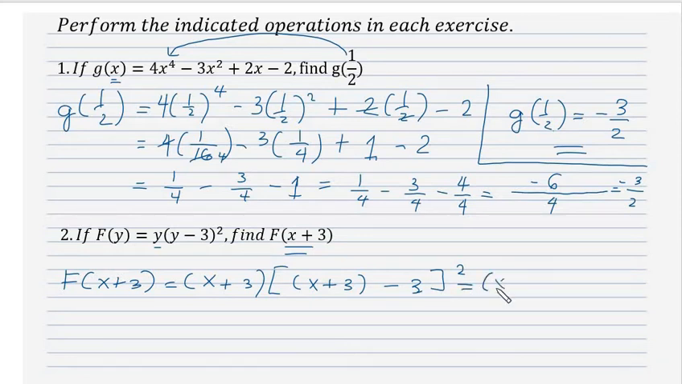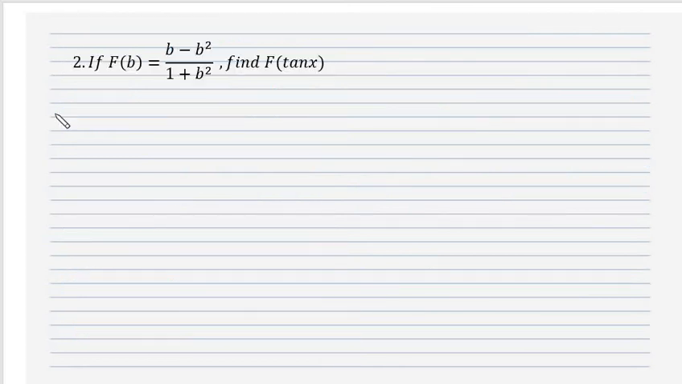So let's simplify. This is actually x plus 3, and then here we can see that 3 minus 3 is 0, and then it is squared, so x squared. So that is our final answer. Just write f of x plus 3 is x squared times x plus 3. Let's go to our next problem. Okay, next problem. So this should be number 3.